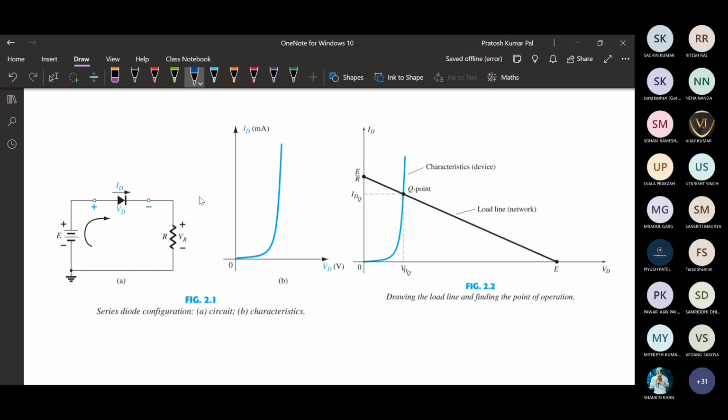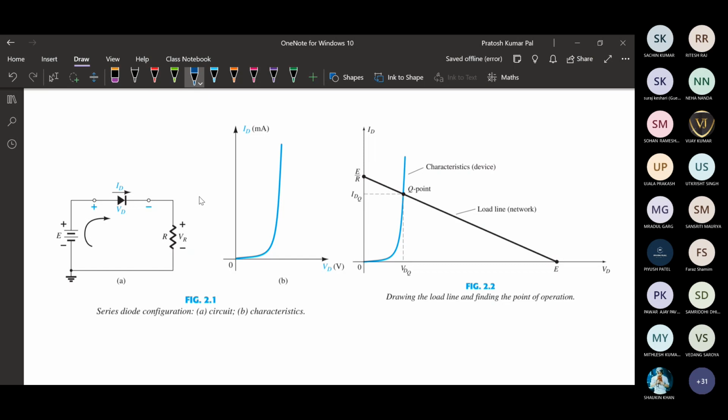First of all, we have a diode, and with respect to the applied input voltage it will have a current flow, either in forward or reverse bias. The current flowing through the diode and the voltage across the diode define the diode characteristics. But if we analyze the complete network, a voltage source is there, this diode is there, and along with that a load resistance is there.